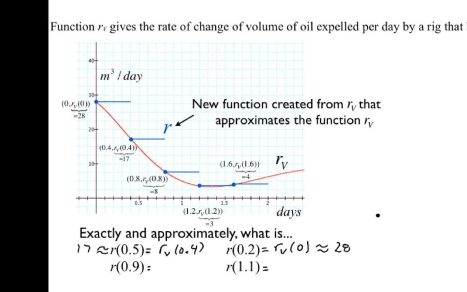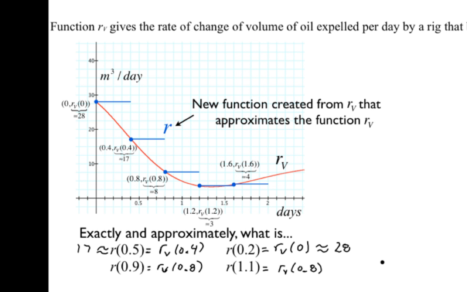Okay, r of 0.9. Dominique Festa? r sub v of 0.8. And what about r of 1.1? Did you get that one yet? It's the same thing, right? Because those two x values are in the same interval where the rate stays constant at r sub v of 0.8. Is this making sense?